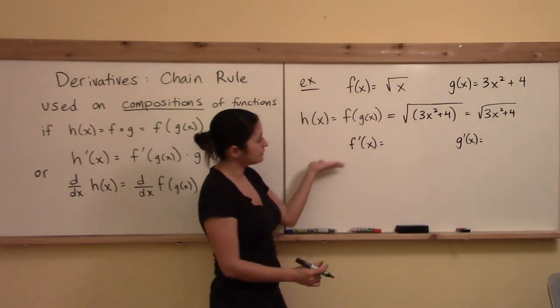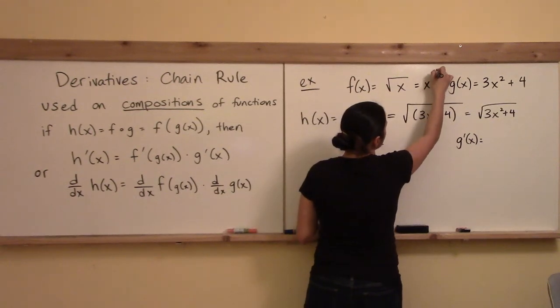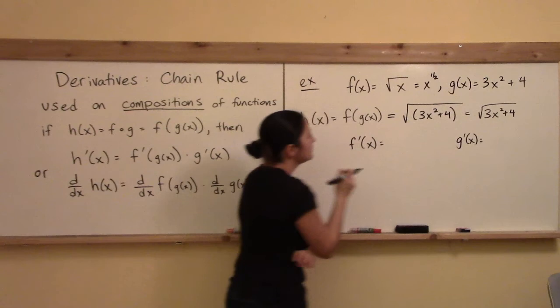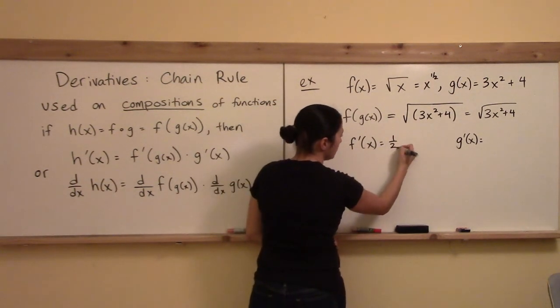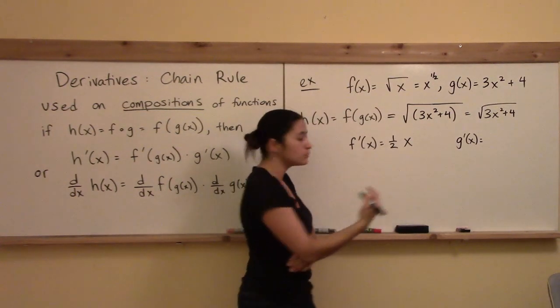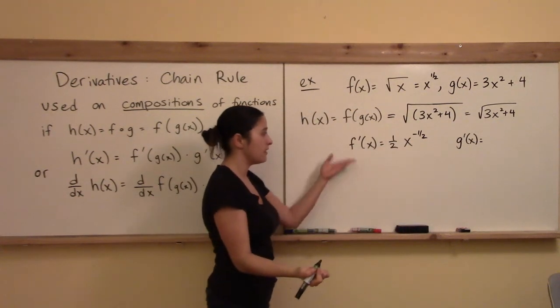Okay, so when you're taking the derivative of f of x here, hopefully you realize you really need to write this as a fractional power, because you're going to have to use the power rule on that. So for the derivative there, the 1/2 comes down, and then you get x to the 1/2 minus another 1, so you get x to the minus 1/2.